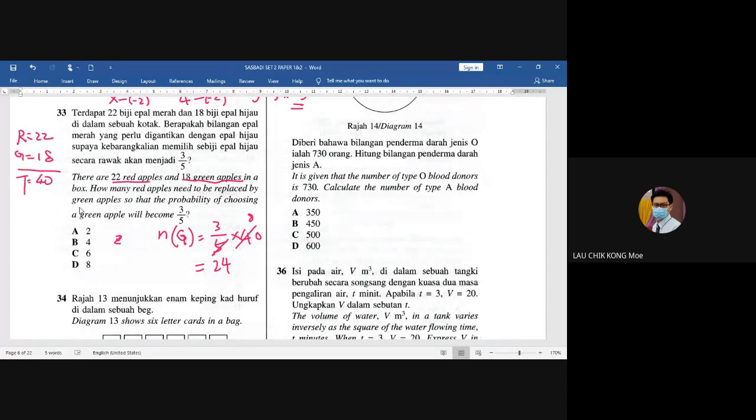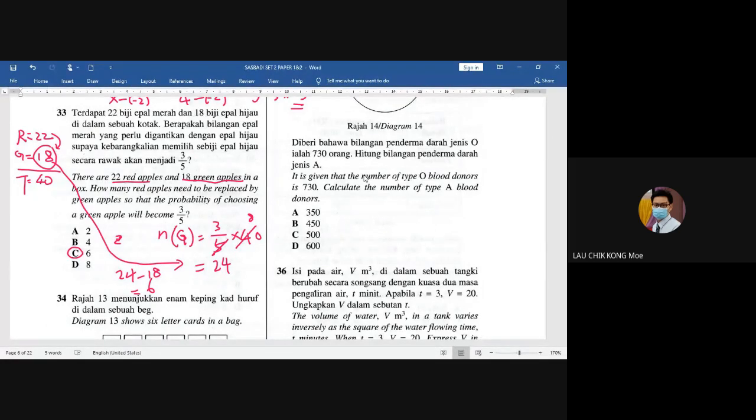So how many, 33? C, right? At the beginning, we only have 18 green apples, but now we need 24. So the difference is 24 minus 18, so 6. So we need to replace 6 red apples with green so that we can get the probability of green apple is 3/5. So the answer is C for 33.